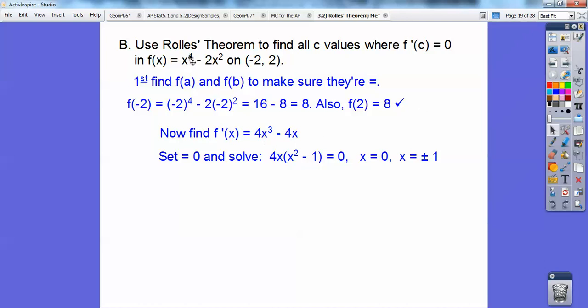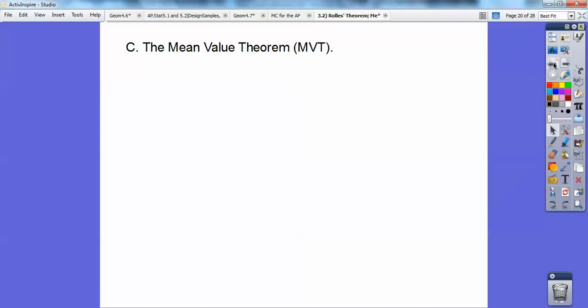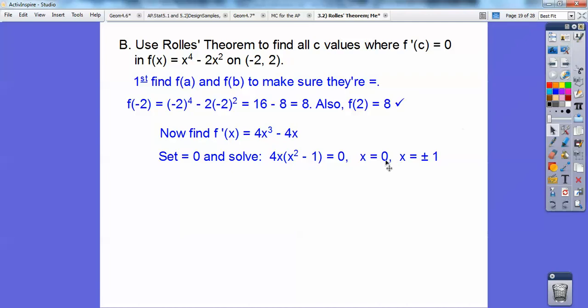This 4 comes down and decrease the exponent, and this 2 comes down, multiplied, gets 4, and decrease the exponent, and then set it equal to 0, and factor. Okay, so I get x equals 0, and x equals plus or minus 1 right there. All right, so those are my c values right there. So my c could be 0 or plus or minus 1. Okay, so those are all my c values where I get flats right there at x equals 0 and x equals plus or minus 1.